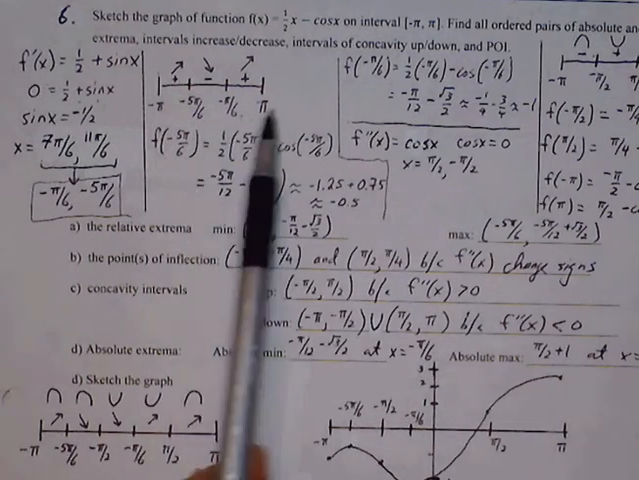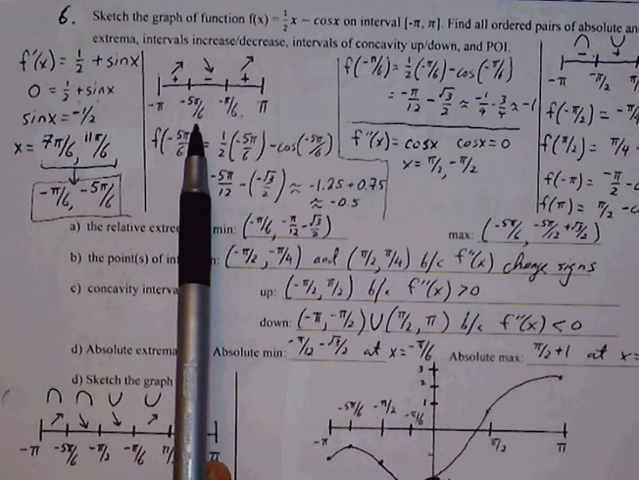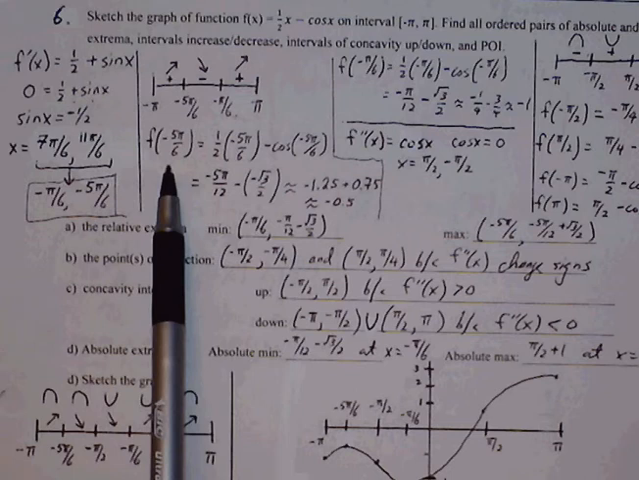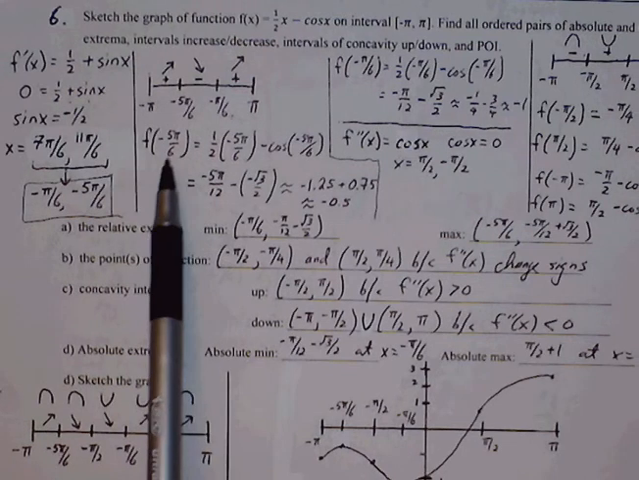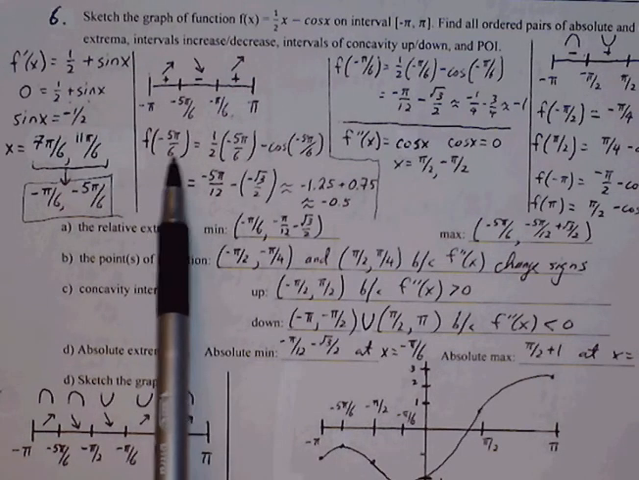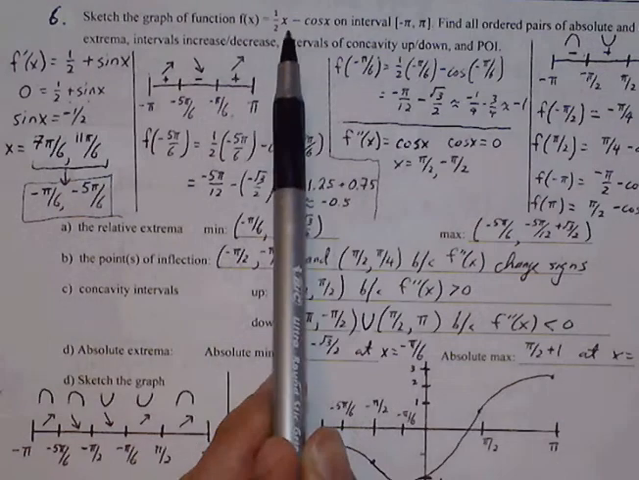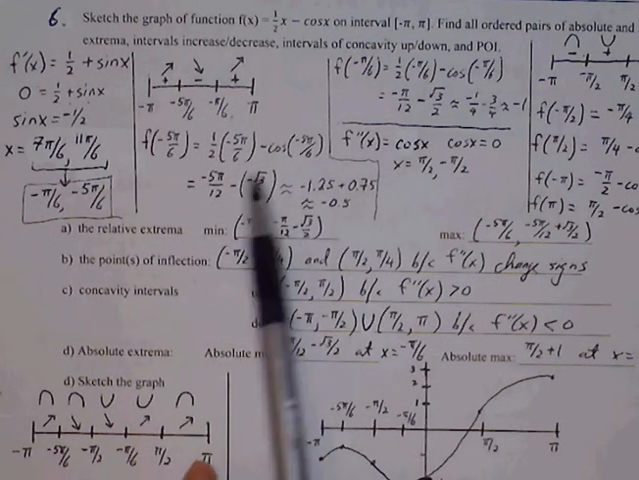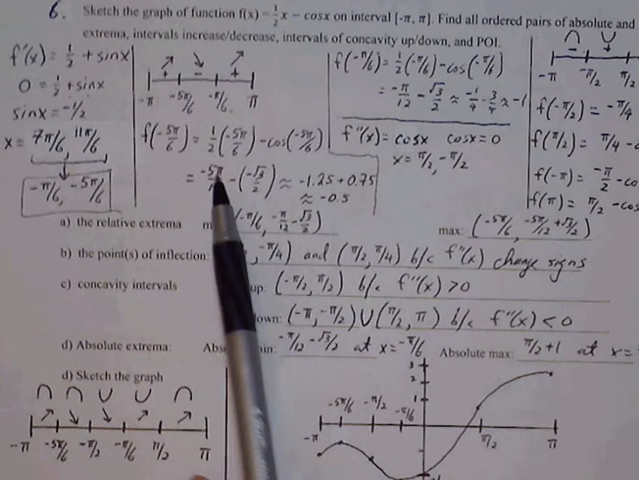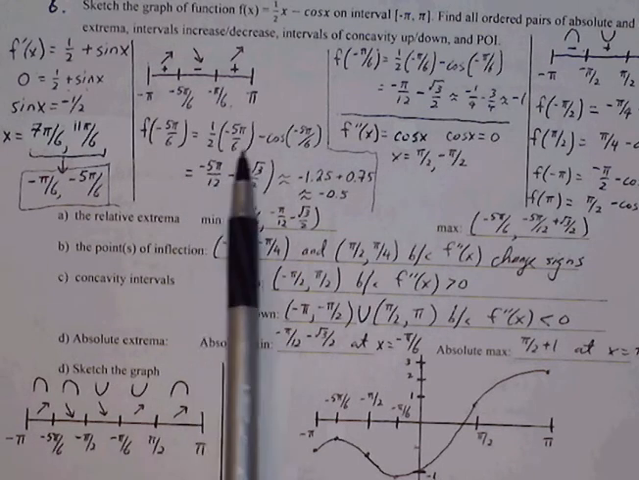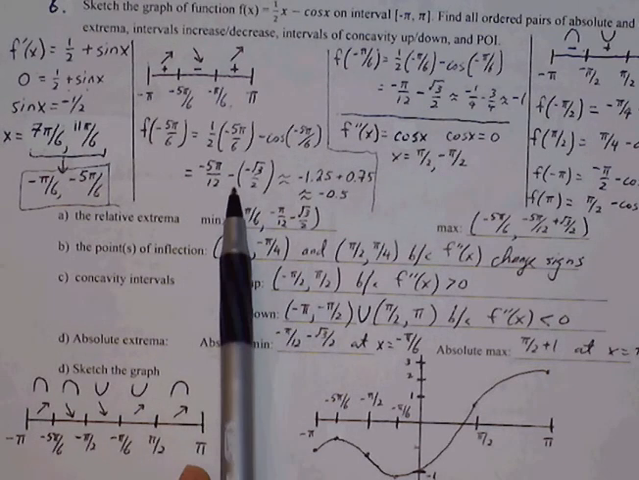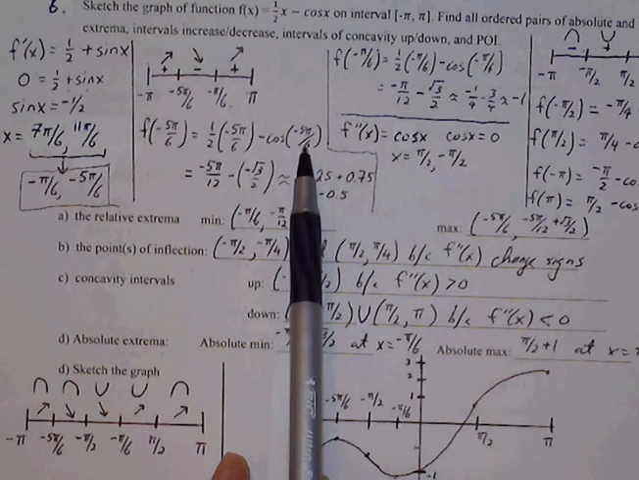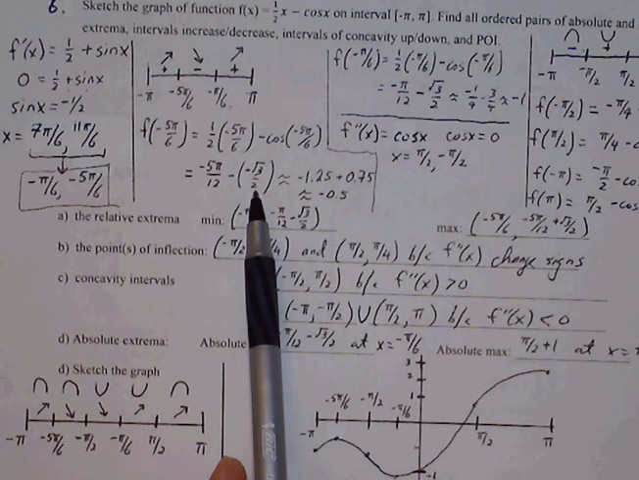Based off of this, I know there's a relative minimum at negative 5 pi over 6, so plug negative 5 pi over 6 back into the original function to get the y value. So negative 5 pi over 6 in for the x, if I multiply this out, this will give me negative 5 pi over 12 minus cosine of negative 5 pi over 6, which is negative root 3 over 2, so two negatives cancel out to be a positive.